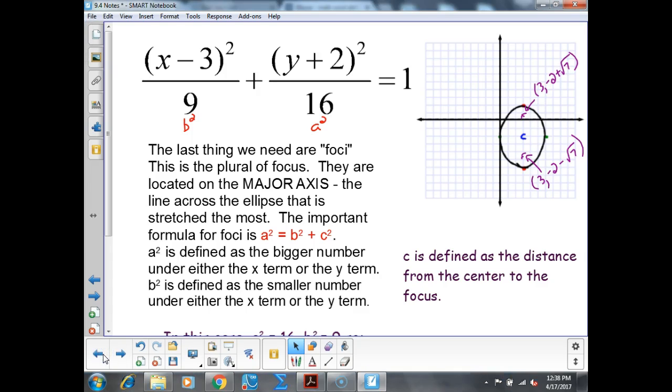So the only other thing, because this just popped into my brain, is I may ask you, wink, wink, nudge, nudge, for the length of the major axis and the length of the minor axis. Okay? So in this case, the length of the major axis would be 8, because it's 4 up and 4 down. So the length all the way across is 8. The length of the minor axis would be 6, because it's 3 left and 3 right. Okay?